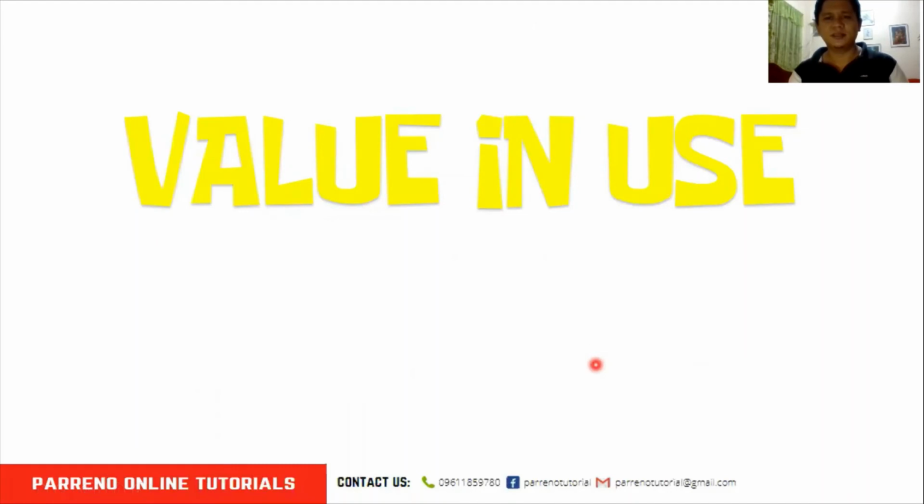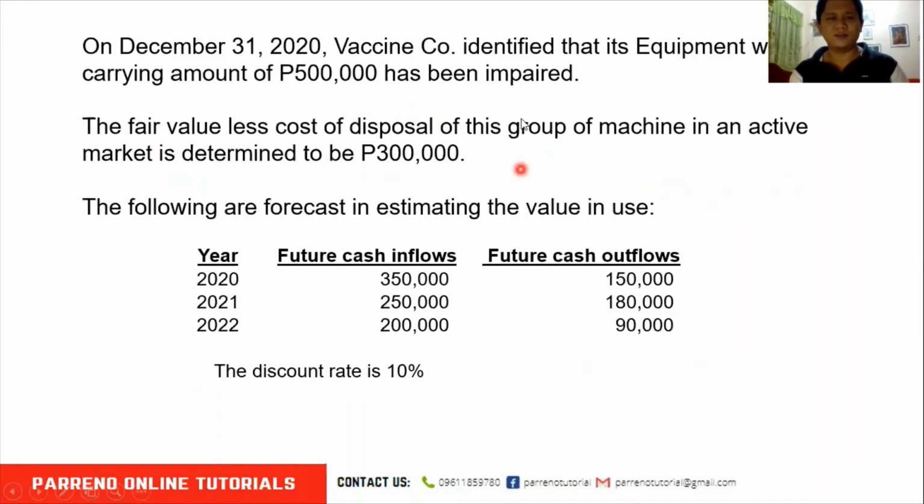Next issue is the computation of value in use. On December 31, 2020, the company identified that its equipment with a carrying amount of 500,000 has this fair value, this cost to sell, 300,000, and you have the following forecast used in estimating the value in use. Take note that the discount rate is 10%. So you have to compute the value in use as well as the impairment loss.